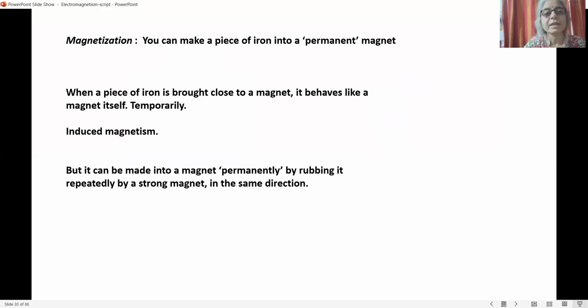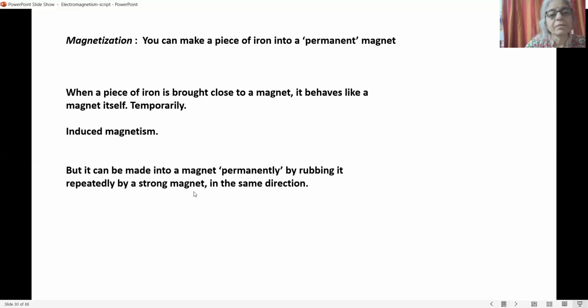Okay. So the next thing we need to know about magnets is that you can make permanent magnets also. What we saw just before this is an induced magnet, which is temporary. So you can make a piece of iron into a permanent magnet also. So how do you do that? We saw how we can make it a temporary magnet by bringing it close to a magnet. We can bring the piece of iron close to the magnet and make it behave like a magnet.